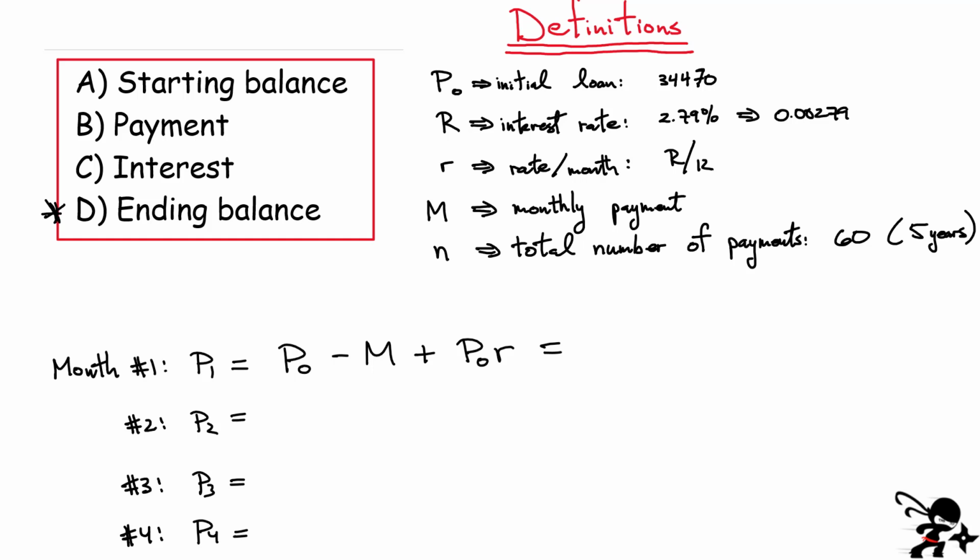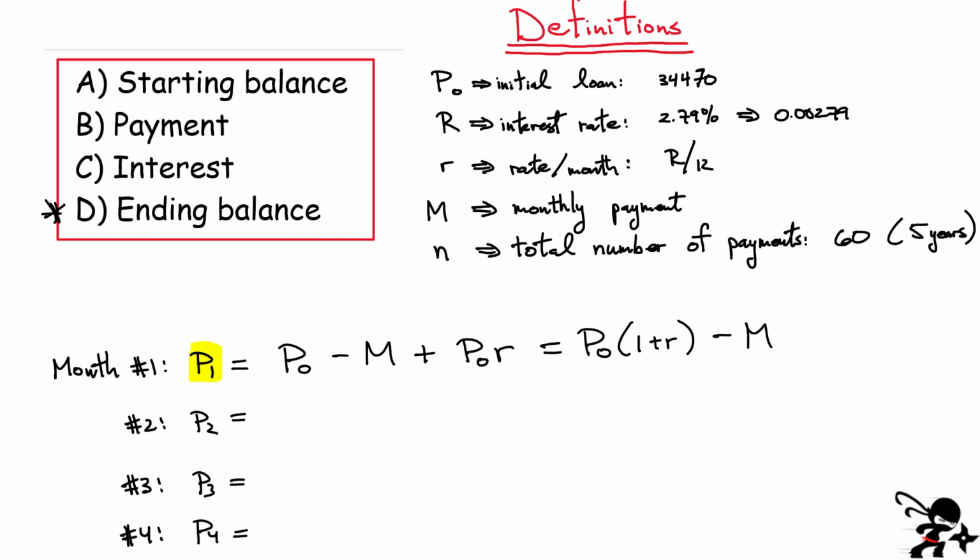We're just going to rewrite it here. Let's factor out P0. This looks like a 1 plus little r term, and then minus the monthly payment. Okay, so that's it. This is going to be the ending balance for month number 1. Well, guess what we're going to do now? We're going to repeat this process for month number 2.